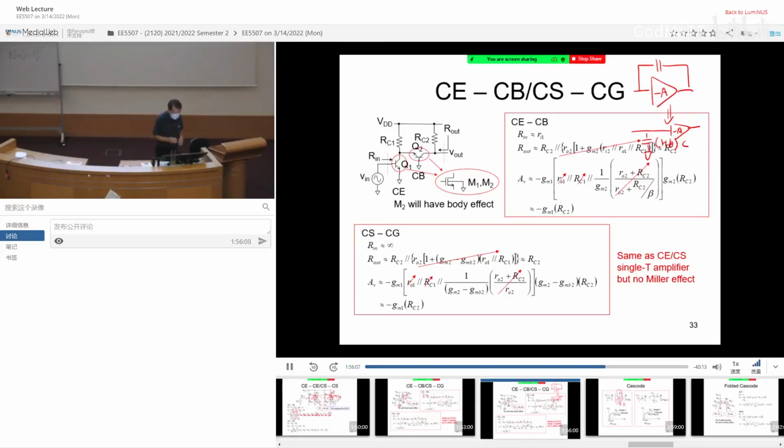But if you look at this amplifier, the nice thing about it is that it's split into 2 stages. And what is the first stage gain? The first stage gain is given by GM1 multiplied by this, 1 over GM2.